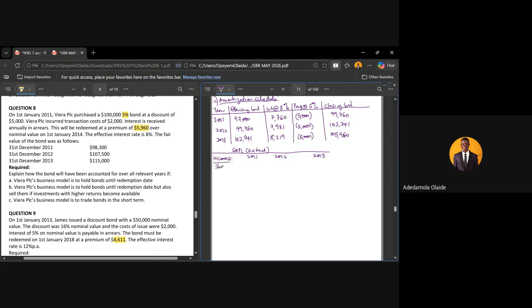Our finance income will be what? Our finance income would be, for 2011, 7,760. 2012, it will be 7,981. Then 2013, it will be 8,219. And after that, in our statement of financial position extract, we then have what?